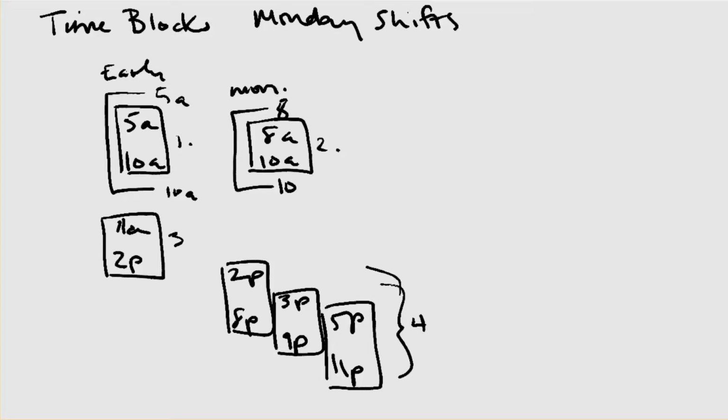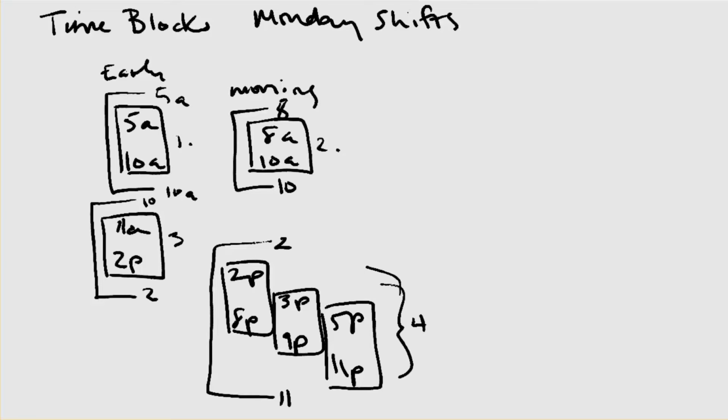and a morning time block from 8 a.m. to 10 a.m. Then, whoever wants the early shift can let me know through their availability form that they can work that time block by checking yes. Next, I'm going to create an afternoon time block from 10 a.m. to 2 p.m. and then an evening time block from 2 p.m. to 11 p.m.